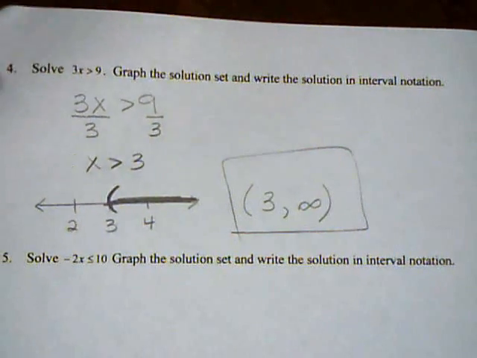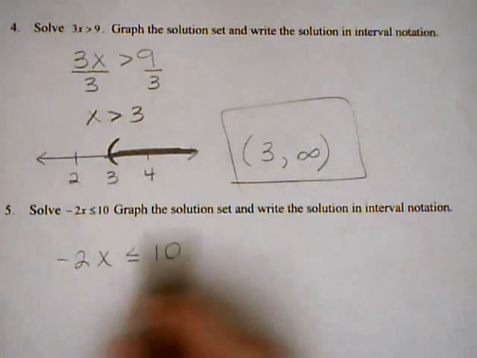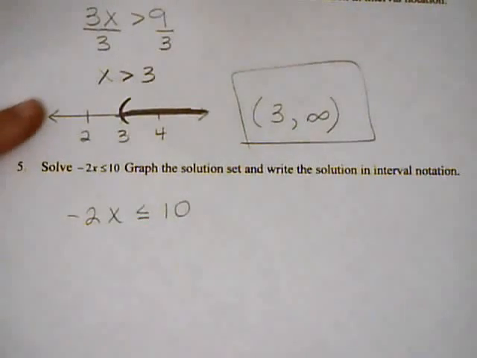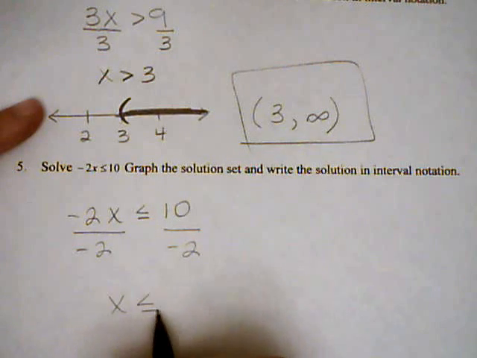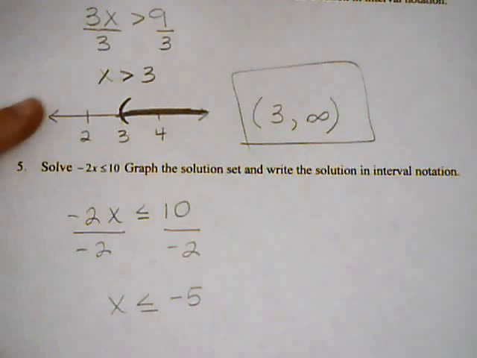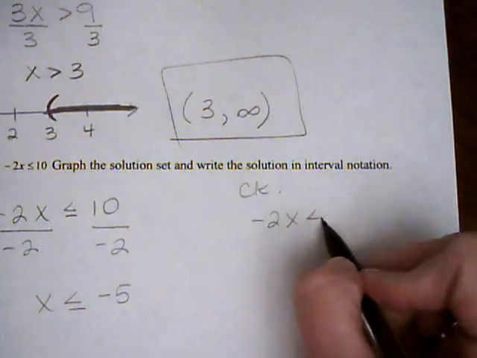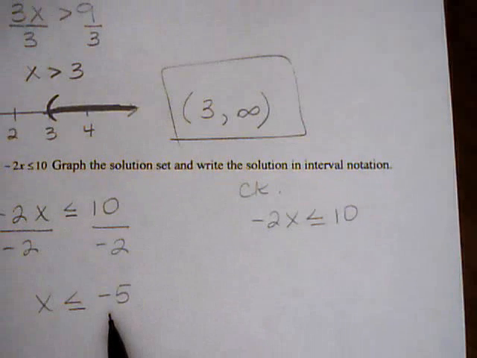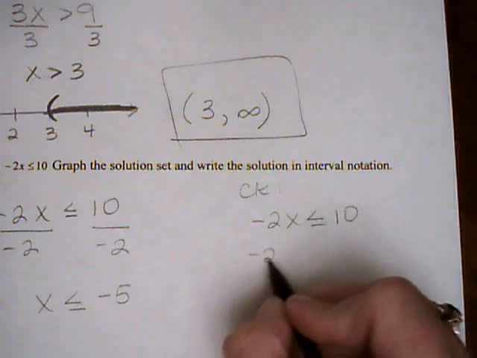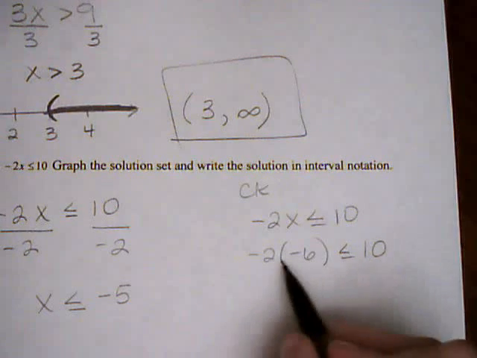Okay, number 5 says negative 2x is less than or equal to 10. Same directions. Okay, watch this one for a minute. If I divide by negative 2, I would get x is less than or equal to negative 5. Let's check that. I go back to my original problem. Less than or equal to negative 5 will give me something less than negative 5, so we could put in negative 6. And if this is correct, it should give me a true statement.